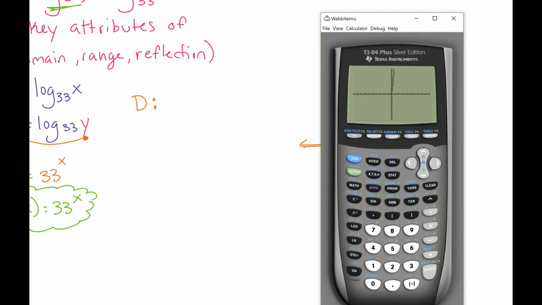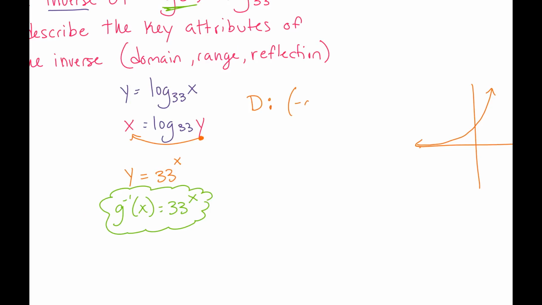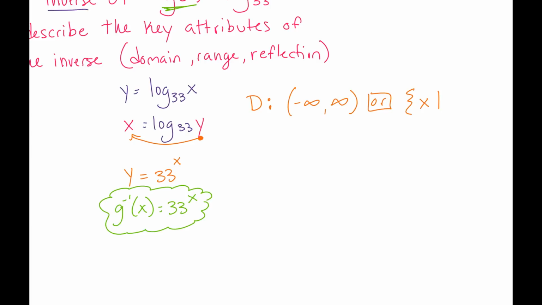Does it have a max x value? No, it keeps on going on to infinity. So our domain is negative infinity to infinity. Or you can use set notation. Or like the little squiggles?